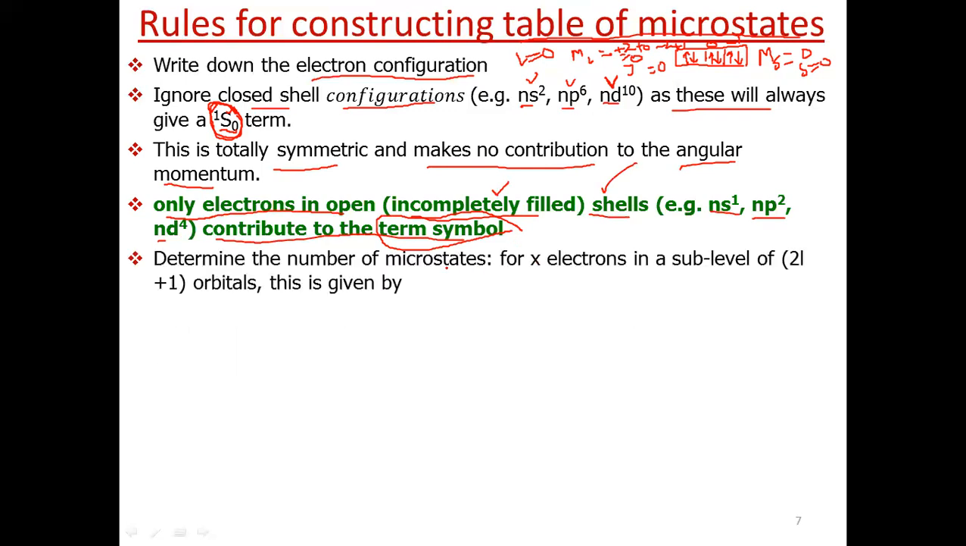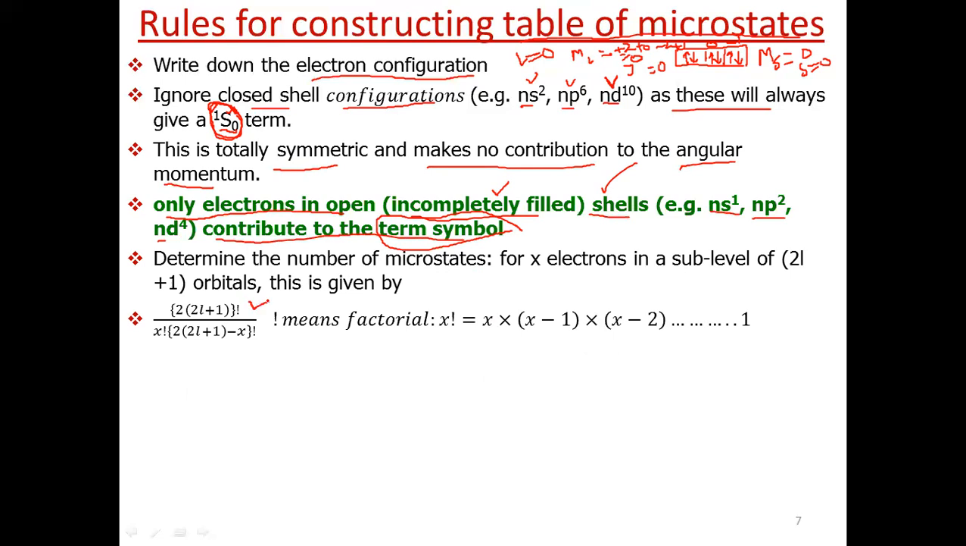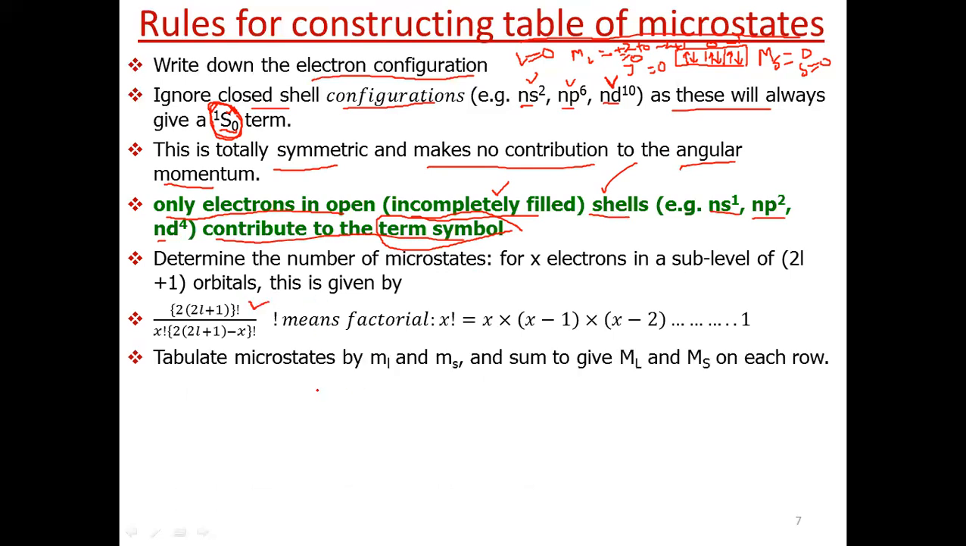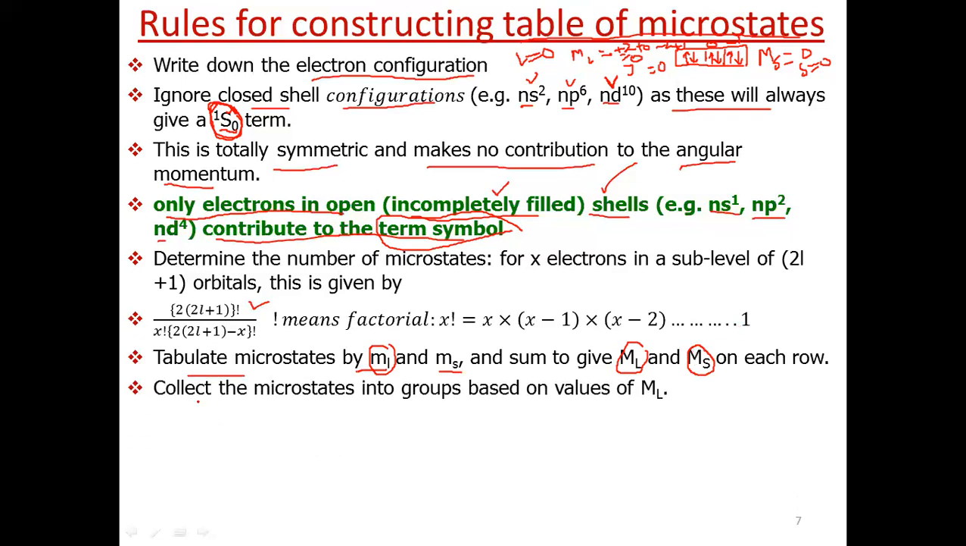Now the next thing is to find the number of microstates. We have already done this. This is the formula to find the number of microstates. Then we will make a table of different microstates by different ml and ms values. Why? Because from these values we have to calculate capital ML and capital MS. After calculating capital ML and capital MS, we will collect them in certain groups based on their ML values. We will make specific groups. When we do the examples, you will see later.